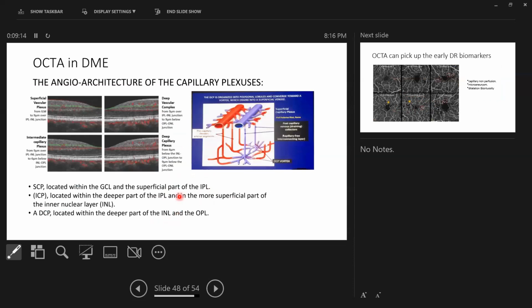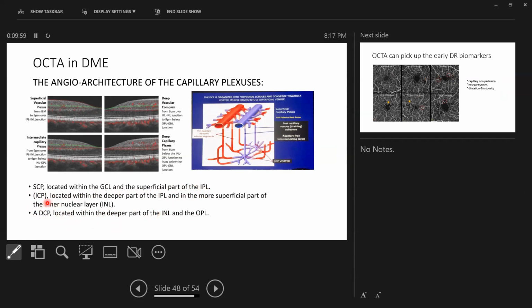Okay, now we come to the OCT angio in diabetic macular edema. As we mentioned in the previous slides, we have 2 main plexus: superficial capillary plexus and deep capillary plexus. Please keep this sketch in your mind, because I will ask you on the upcoming slide a question about this sketch, which is very important. This is the superficial capillary plexus, which is found at the ganglion cell layer. And this is the deep capillary plexus, okay? Superficial, usually called SCP, located in the ganglion cell layer and the superficial part of the inner plexiform layer. And the deep capillary plexus found in the deeper part.